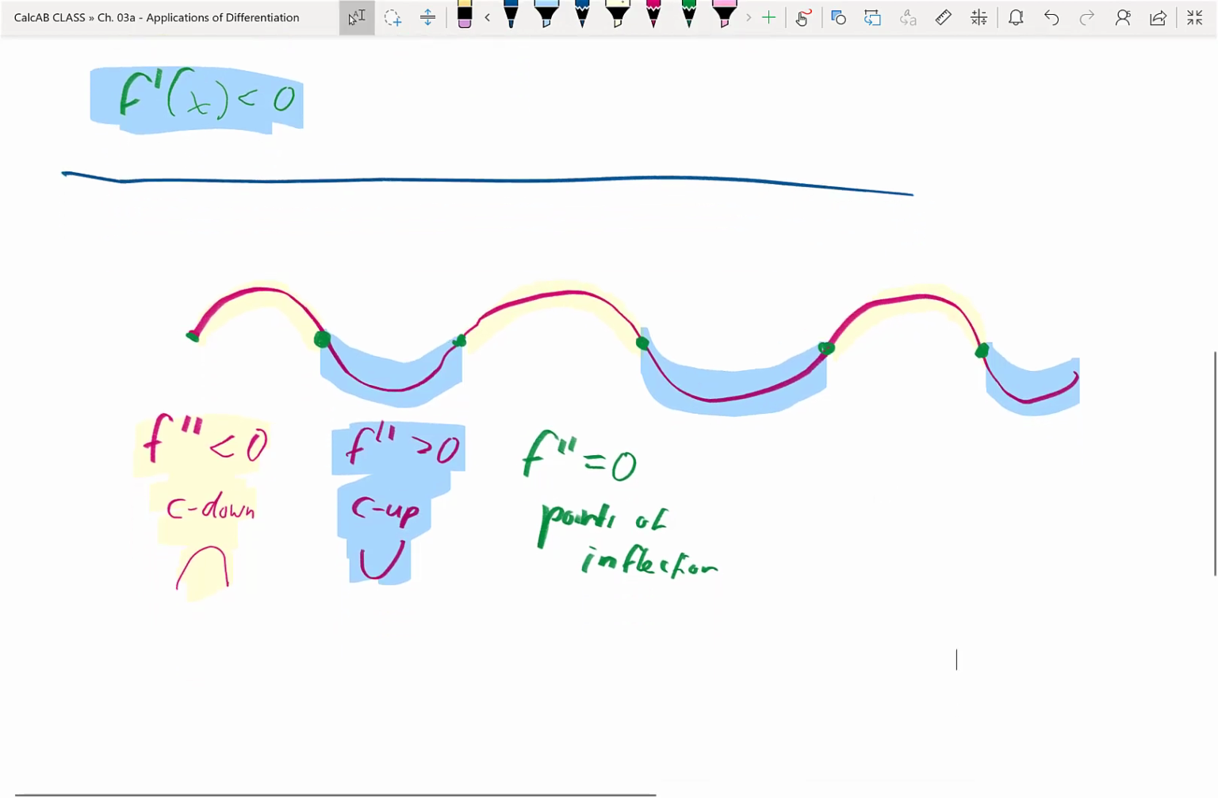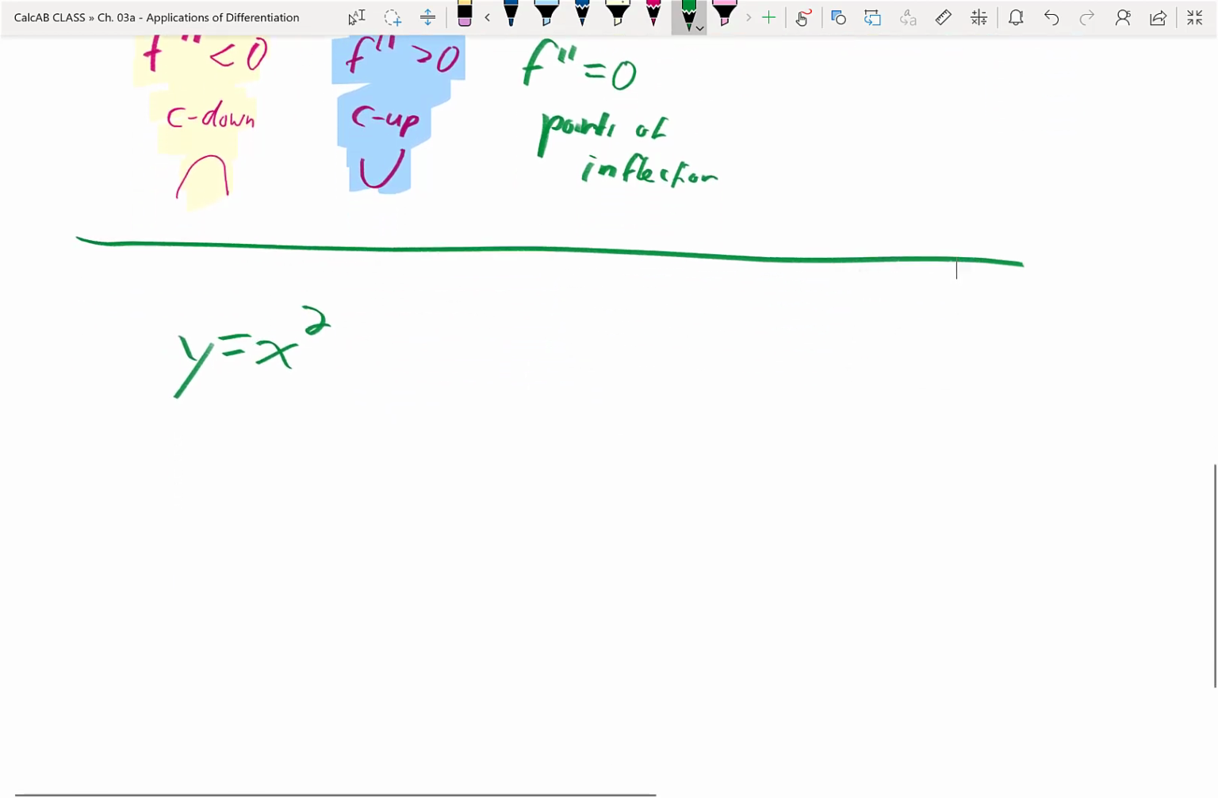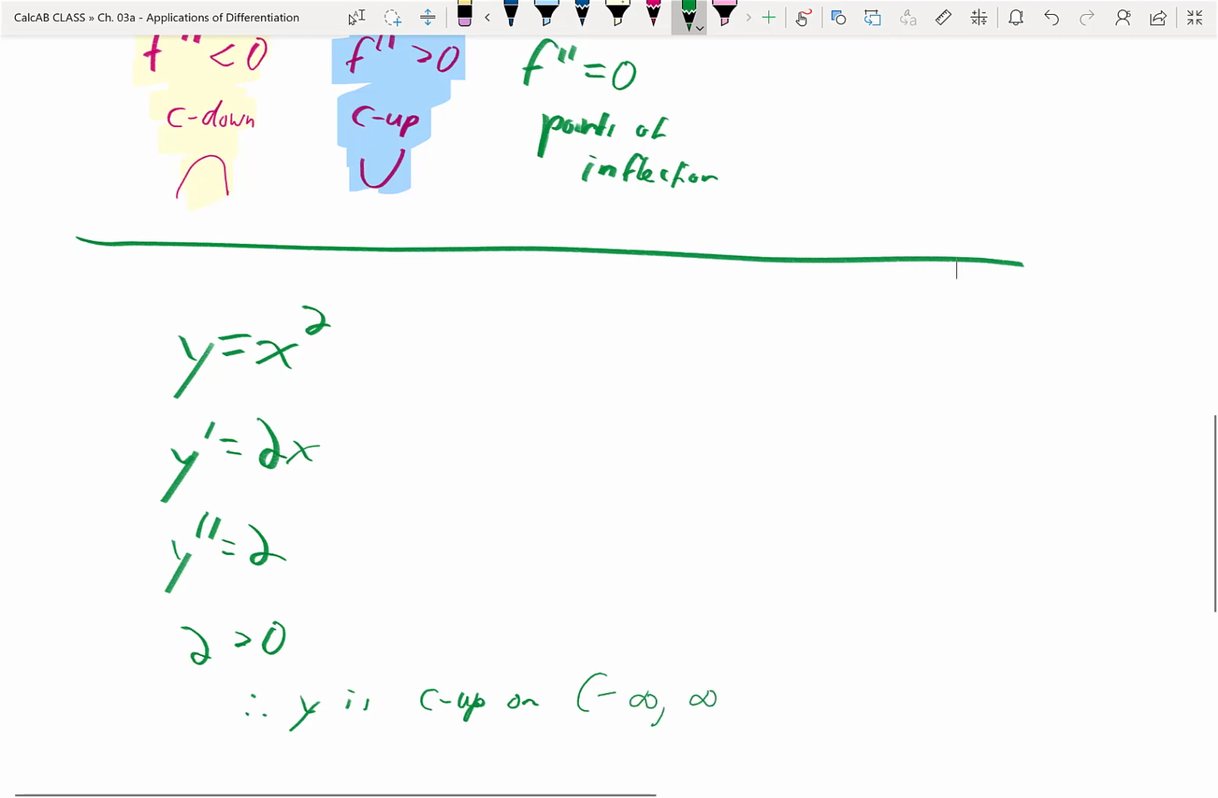So let's take a look at some of what this enables us to look at. Let's start with a graph that you all know, y equals x squared. Y equals x squared is a parabola. Y prime is equal to 2x, and y double prime is equal to 2. Well, I know that 2 is greater than 0, which means that y is concave up on negative infinity to infinity. And if I graph just a basic sketch of this, the graph of y equals x squared looks like this.